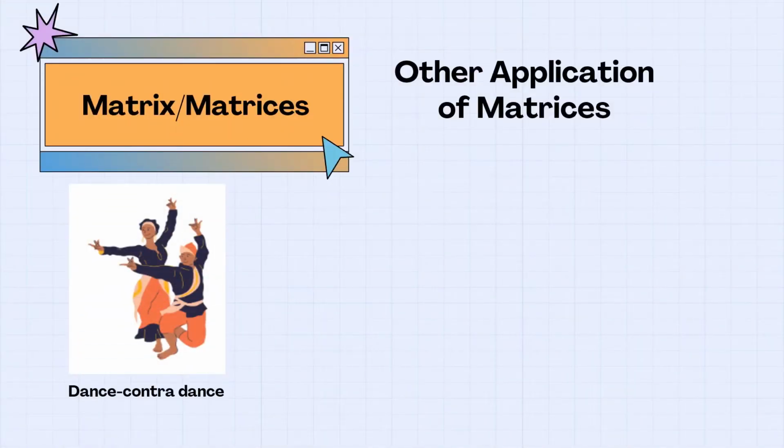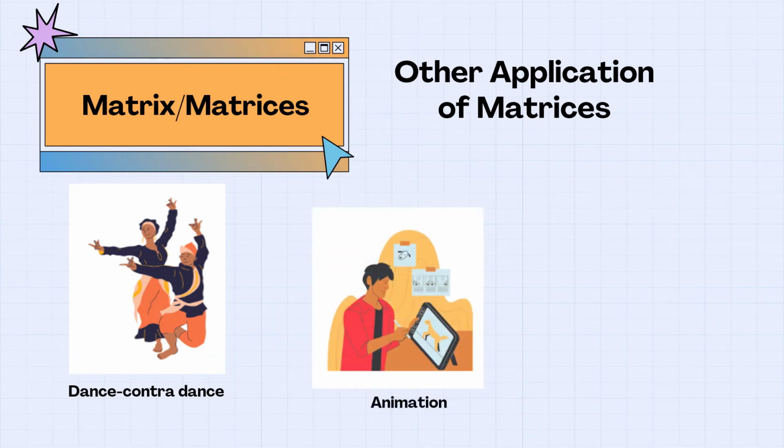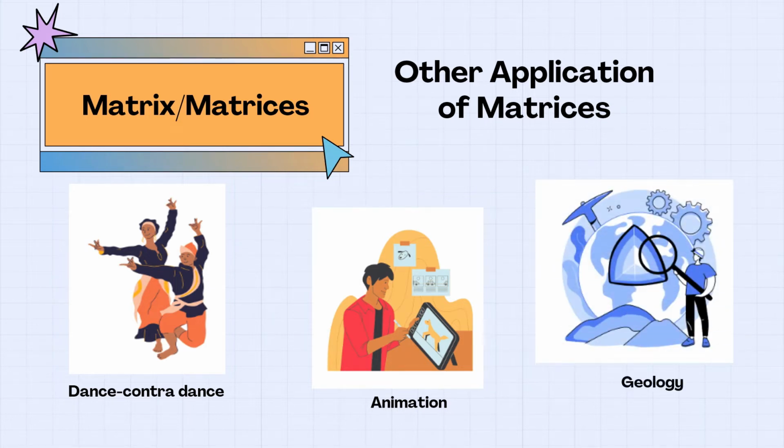Also in dance, especially in concert dance, matrices can be applied. How? It is used to organize complicated group dances. Next one is for animation. It can help make animation more precise and accurate. The last one is for geology. Matrices are used for taking seismic surveys. Matrices are useful and important in real life.